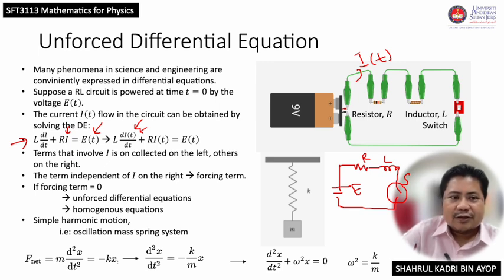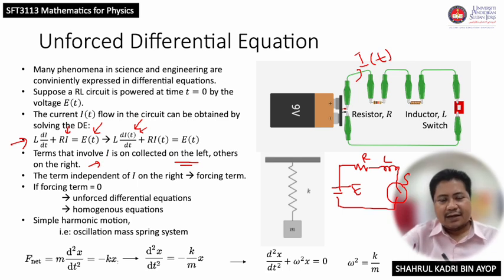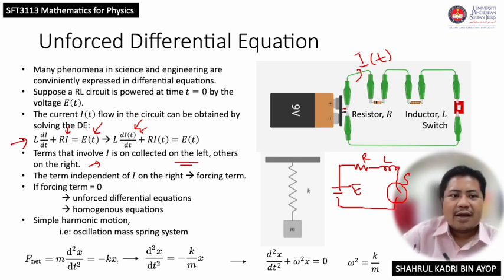Okay, so terms that involve I are collected on the left side, while the others are on the right side. That means the current we put on the left side, and anything not related to current we put on the right side. The term independent of I, which here is a voltage, is put on the right side.